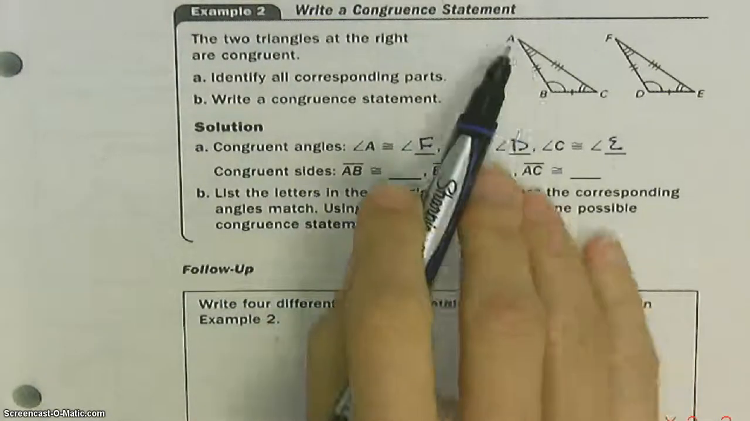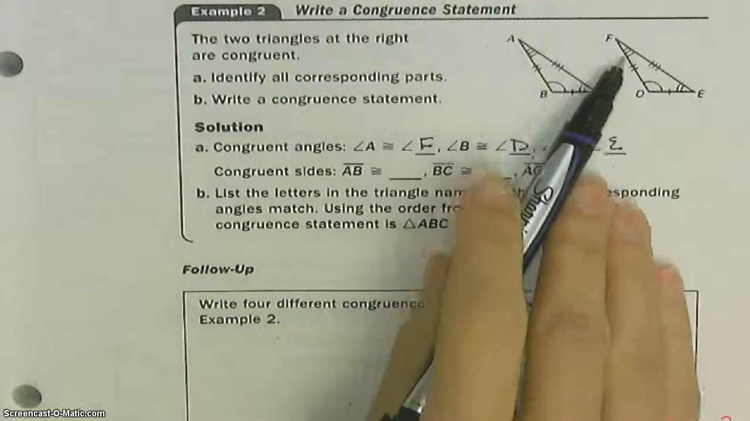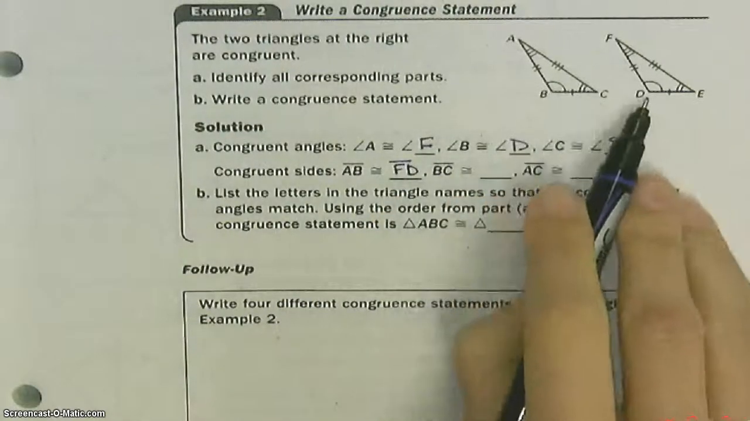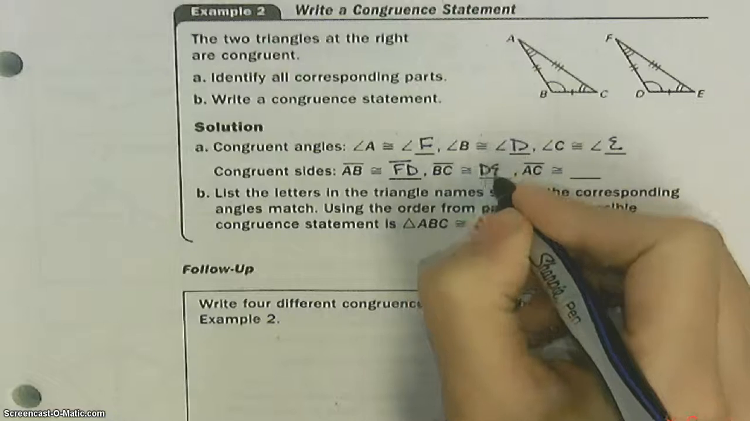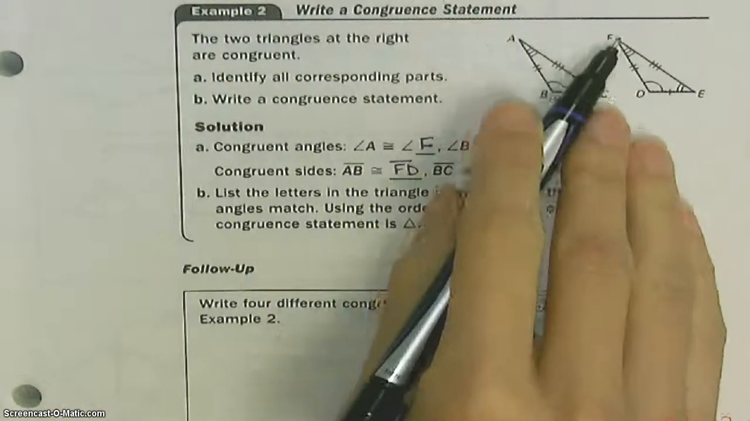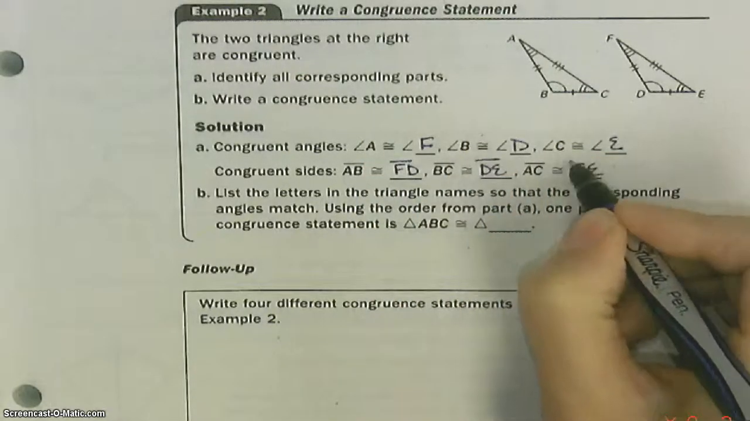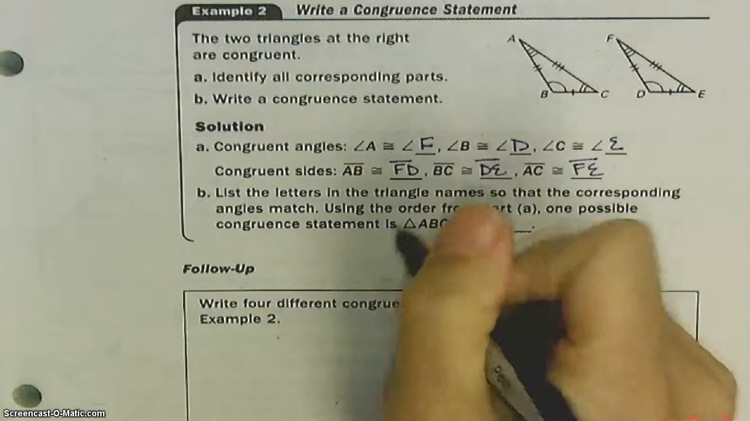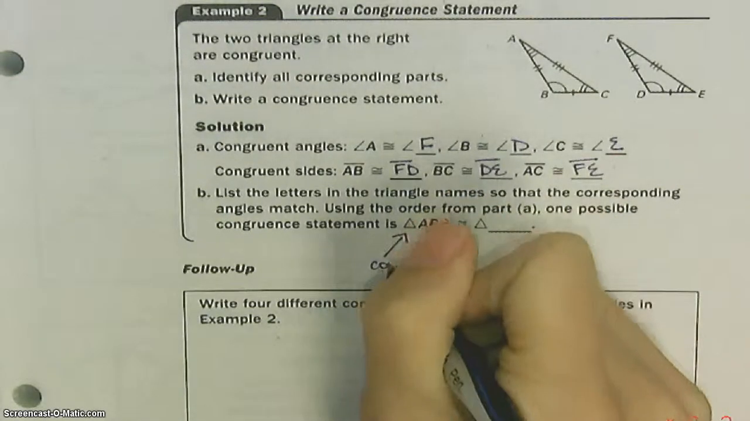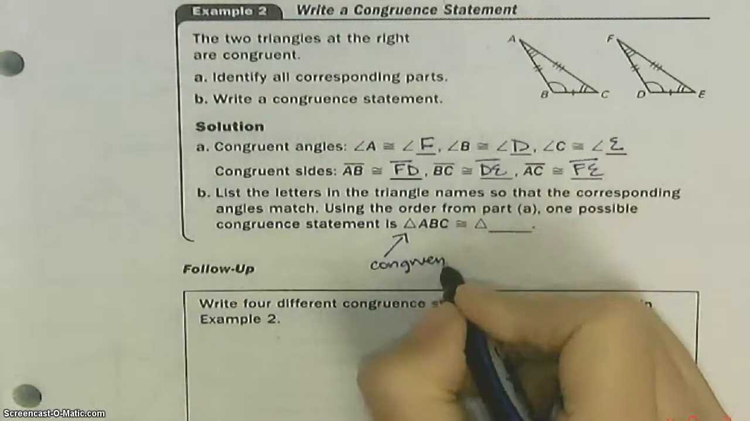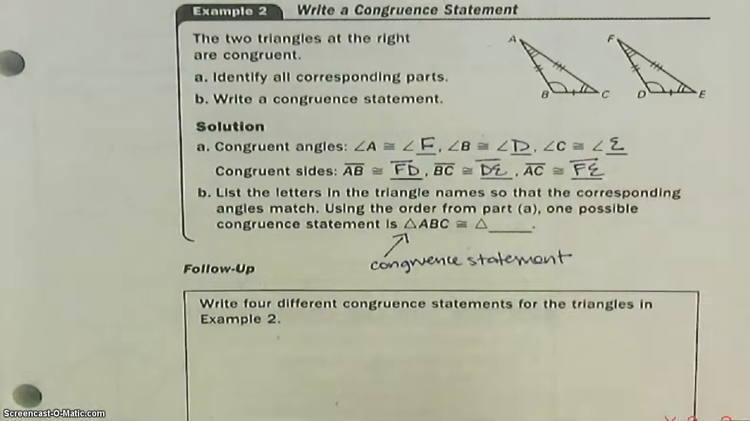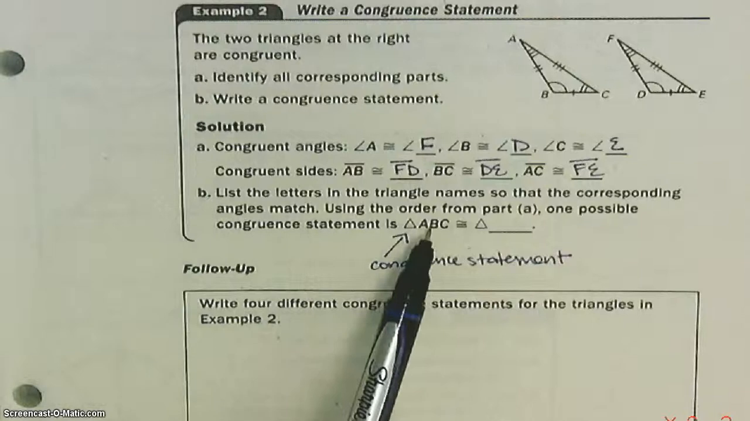Now our congruent sides, well, AB has 2 tick marks, and FD has 2 tick marks. BC and DE. AC has 3 tick marks, and FE has 3 tick marks. So now we've done letter A. Letter B says write a congruence statement. This right here is a congruence statement. We're writing out the congruent triangles. And here's one possible. We could go A, B, C.